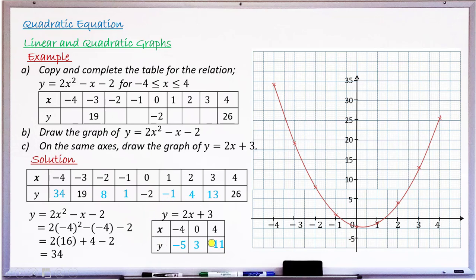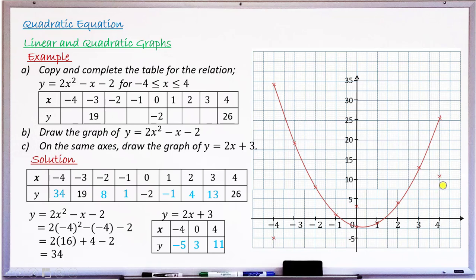So I'm going to plot this as well. I'll start with x minus 4, y minus 5. Look at it. This is the point. So next point, x is 0, y is 3. Y3 will be just 6 small divisions here along the vertical axis. So it's going to be somewhere here. Look at it, x0, y3. Then the last point, x4, y11.